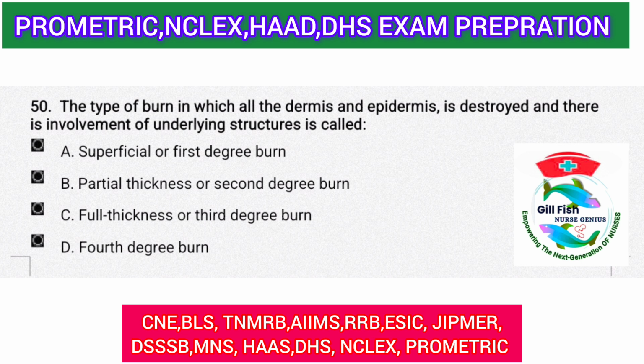The type of burn in which all the dermis and epidermis is destroyed and there is involvement of underlying structures is called: option A superficial or first degree burns, option B partial thickness or second degree burns, option C full thickness or third degree burns, option D fourth degree burns. So what is the correct answer here?